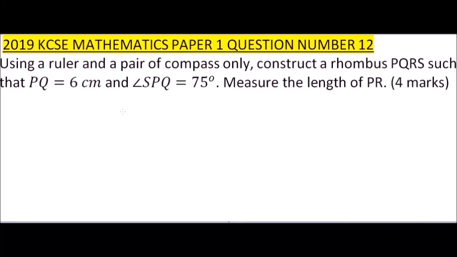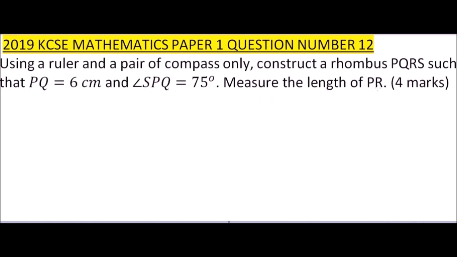So this is number 12, 2019, paper 1. We are told, using a ruler and a pair of compass only, construct a rhombus PQRS such that PQ is equals to 6 centimeter and angle SPQ is equals to 75 degrees. Measure the length of PR, and that is 4 marks.